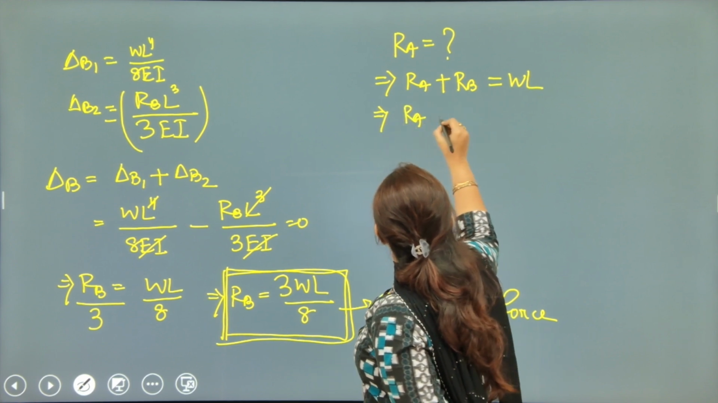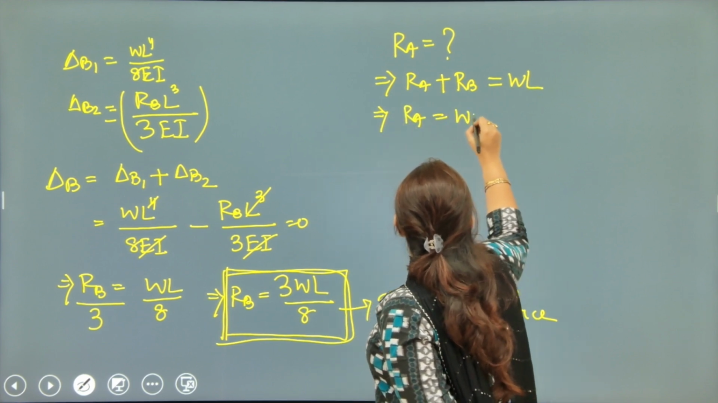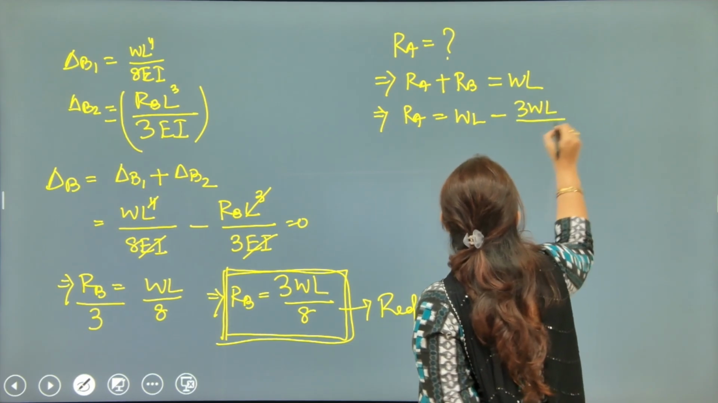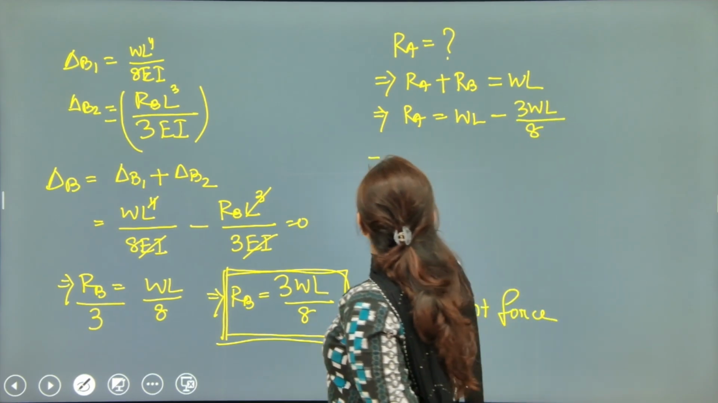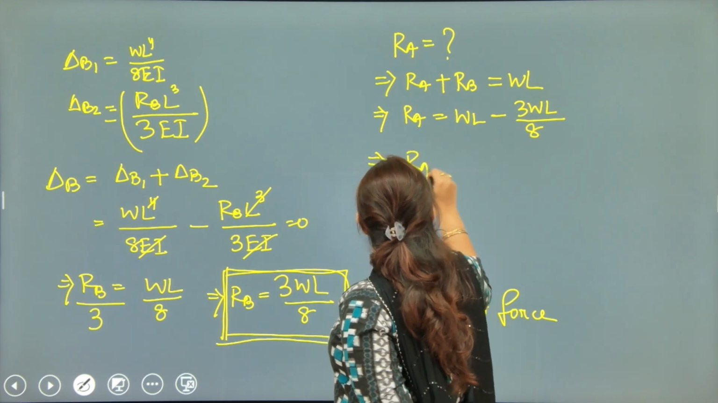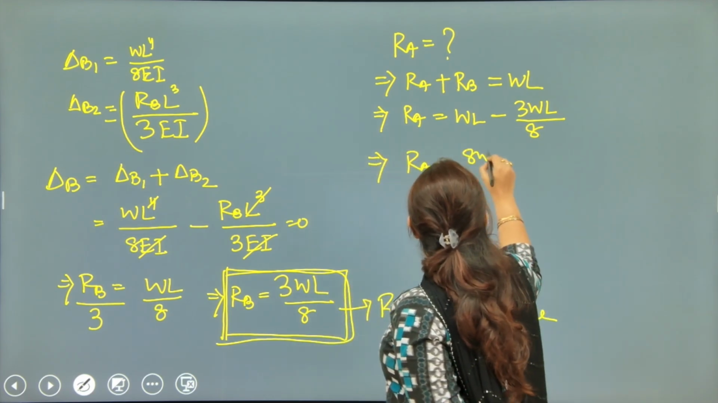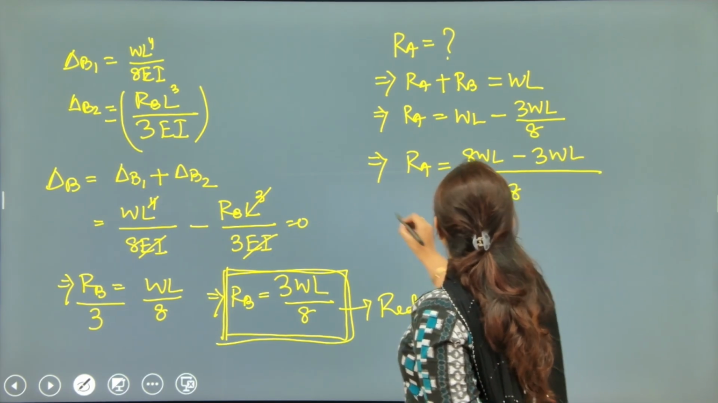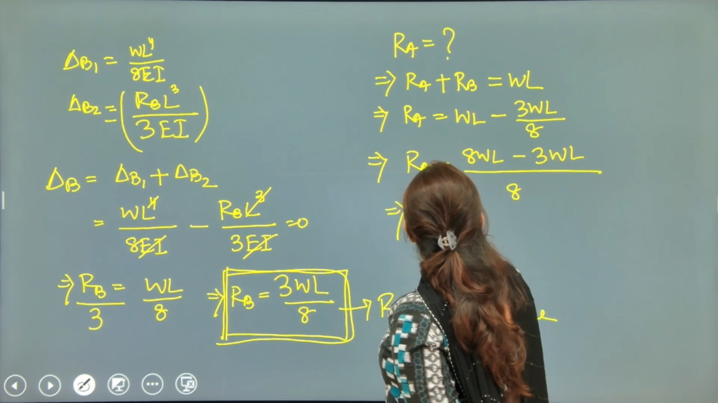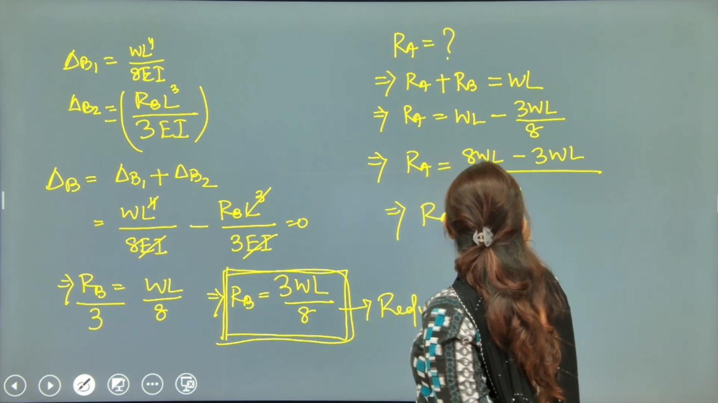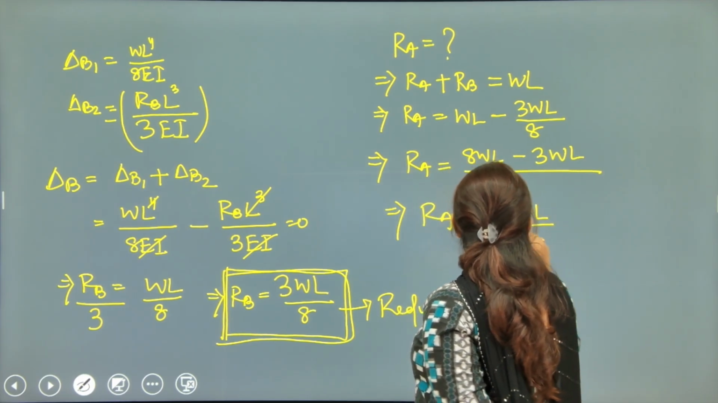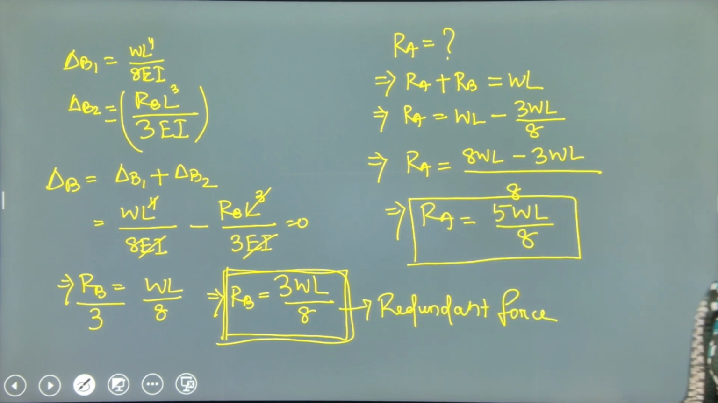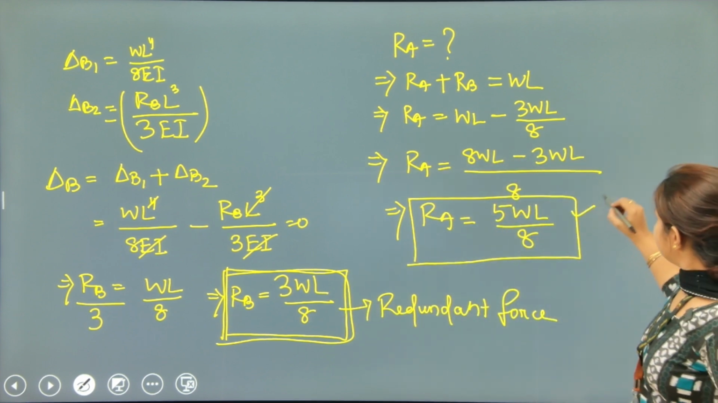Now this RA is equal to WL minus 3WL upon 8. RA equals 8WL minus 3WL upon 8. RA will be 5WL upon 8. So we have another reaction here.